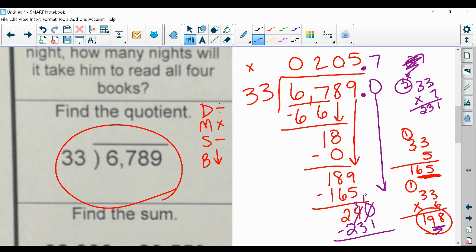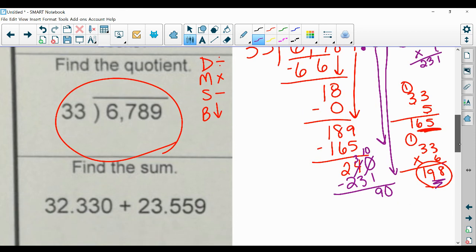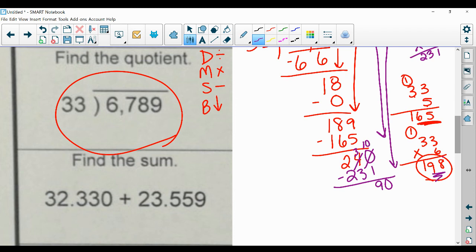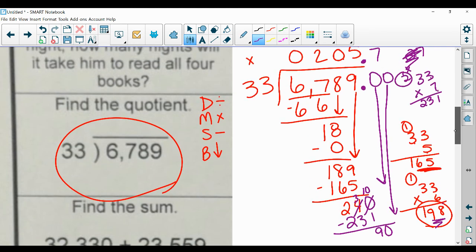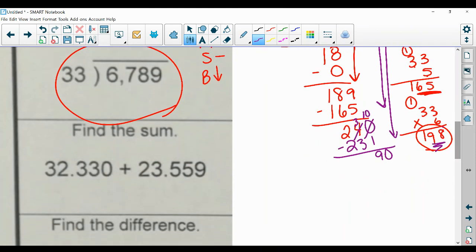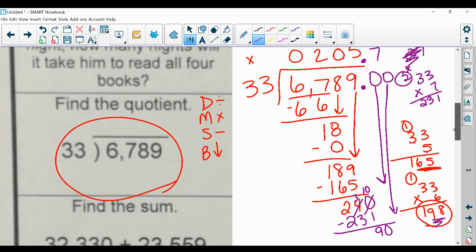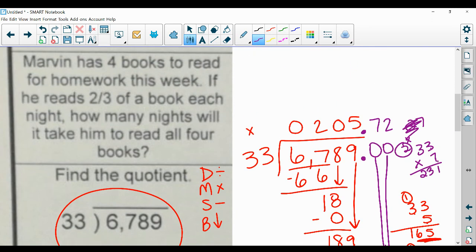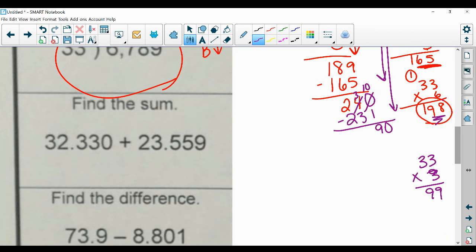Subtract. Bring down another 0. All right. 33 going into 90. Well, we tried 2 times, which gave us 66. So let's see if we do 33 times 3. It's going to give me 99, and that's going to be too much. So I'm going to have to stick with 2. 2 times 33 is 66. Subtract.